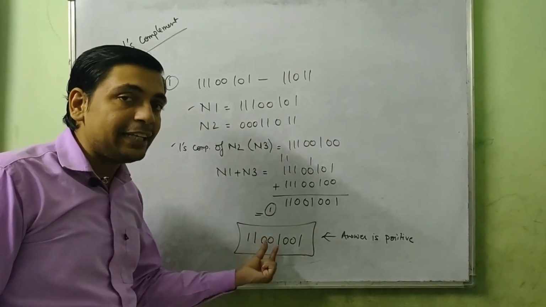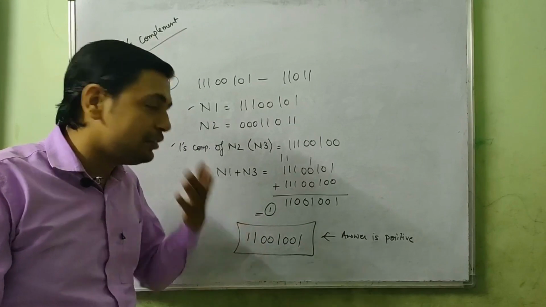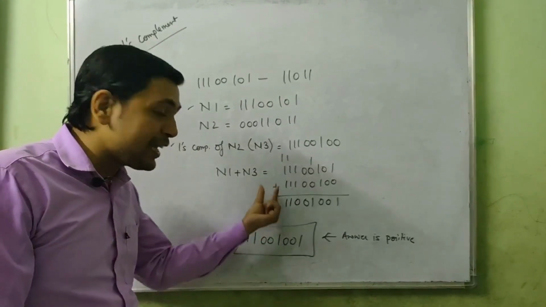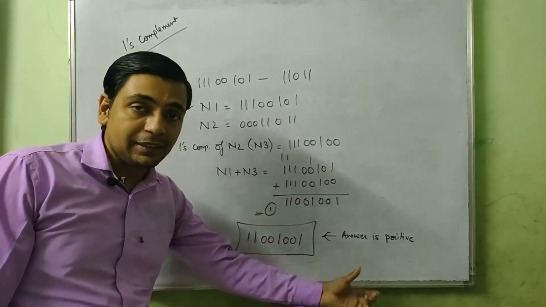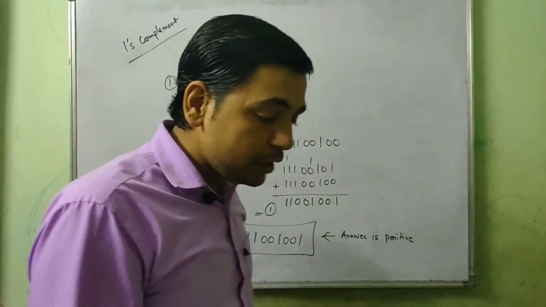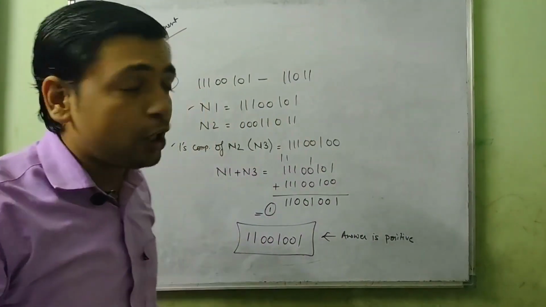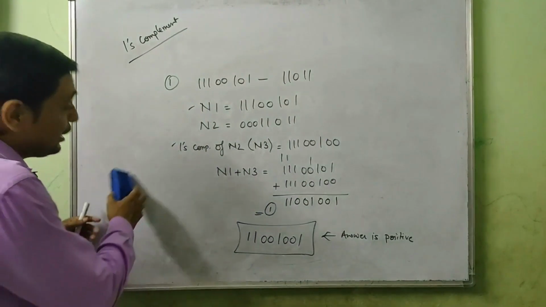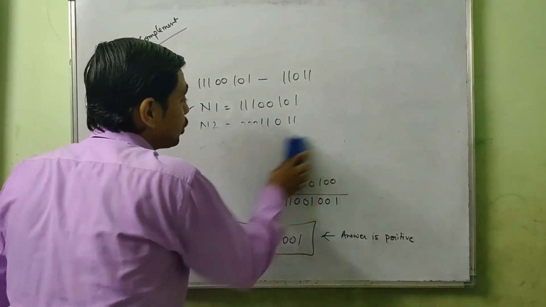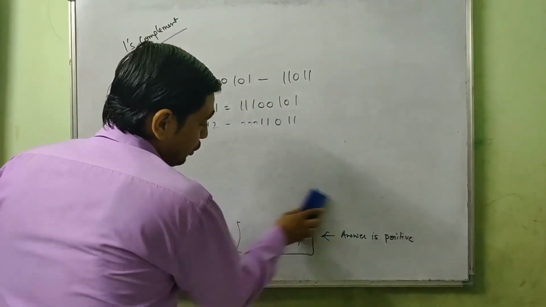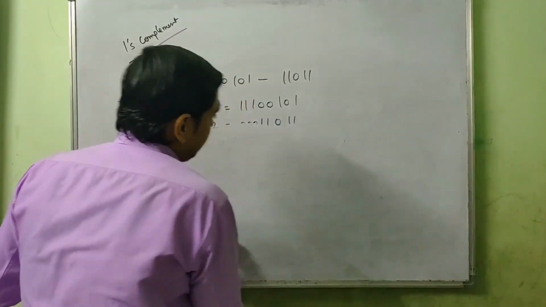Whether you are getting a carry or not, you won't write it. If you are getting a carry, or if you are not getting a carry, there would be nothing. But if you are getting a carry, you won't write it as part of your answer. Keep that in mind. So this was the methodology of 1's complement. Let's do one more subtraction with 1's complement, and then we will see how to do it with 2's complement.